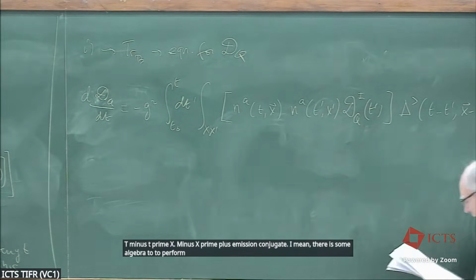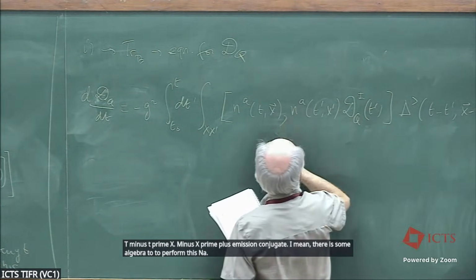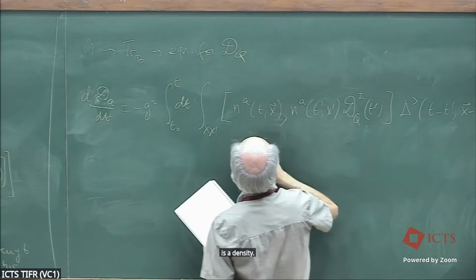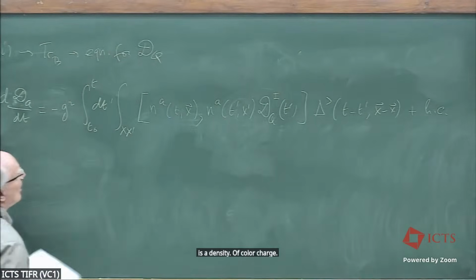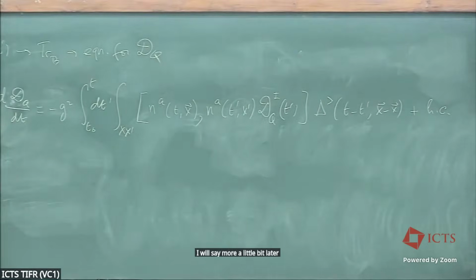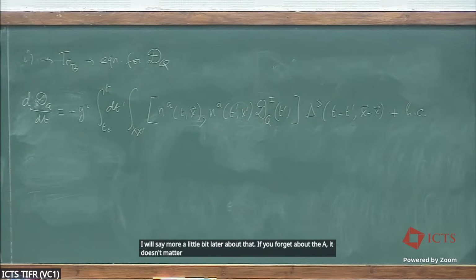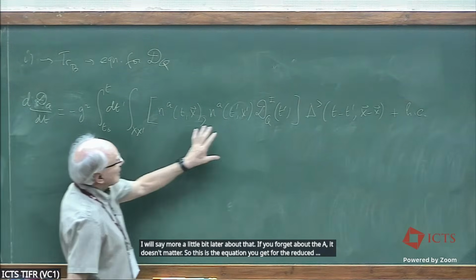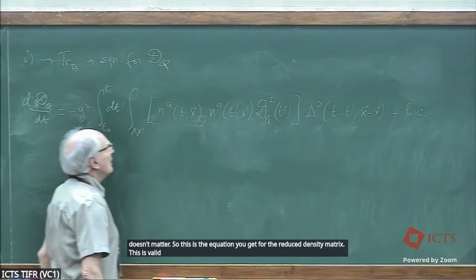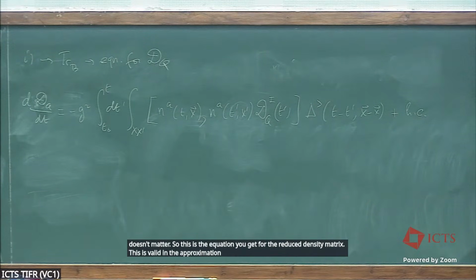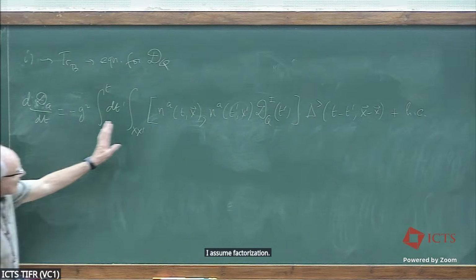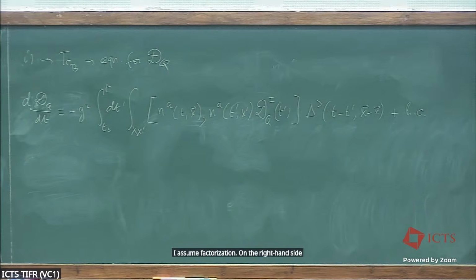This NA is a density of color charge. I will say more a little bit later about that. But I think if you forget about the A, it doesn't matter. So this is the equation you get for the reduced density matrix. This is valid in the approximation where I assume factorization on the right-hand side of the equation of the density matrix into these two components.